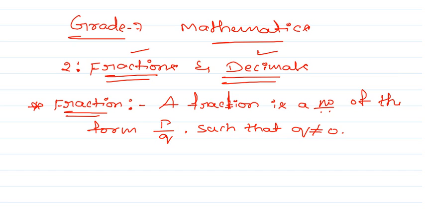In the sense, when we write numbers in the form of P by Q, for example 2 by 3 or 5 by 4 or 1 by 2, in this way, on that number one condition is there. The condition is Q is not equal to 0.